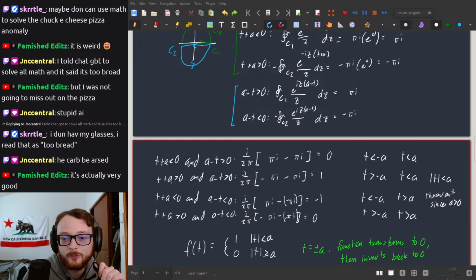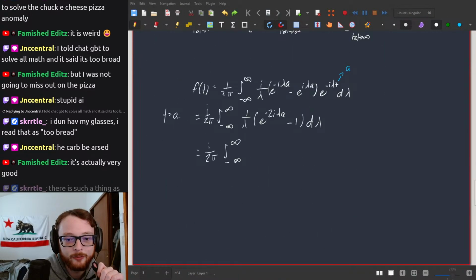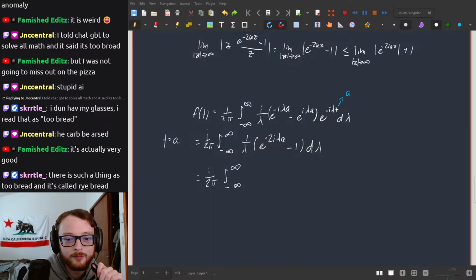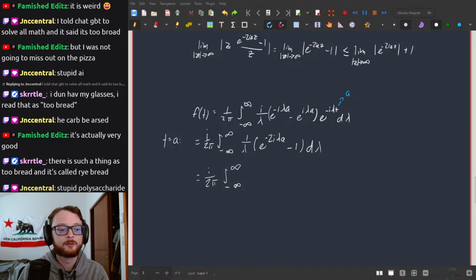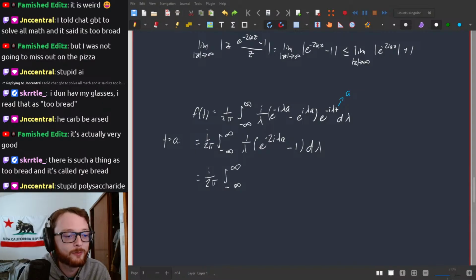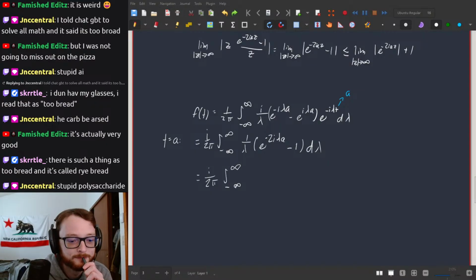Should I be... So, is the moral of the story that I should try to cancel some part of this integral? Stupid polysaccharide. There is such a thing as two bread, and it's called rye bread? Hell no. Absolutely not.